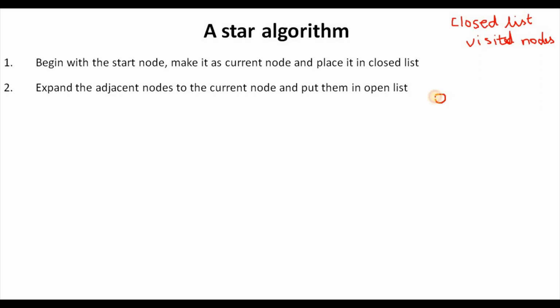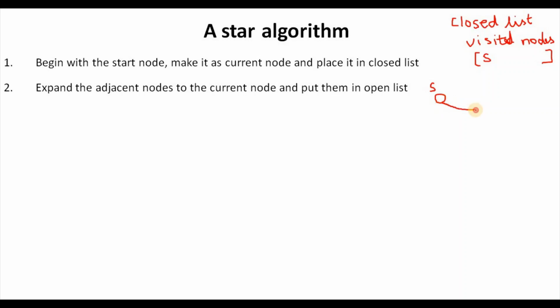Let's say this is our start node. We put start node S in the closed list. Let's say this is our closed list, and we put S in the closed list in the first step. Then we see what the adjacent nodes to S are, and we put them in the open list.